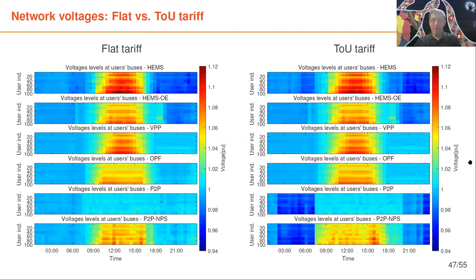So the comparison here is shown for flat tariffs and time of use tariffs. Now for voltages, similar story. You can see that in the middle of the day, so this here is time, that's customer index, you get voltage problems, which is indicated by this dark red color. So obviously for home energy management with a complete disregard of the network, you get voltage problems, but in OPF-type approaches, these are avoided.